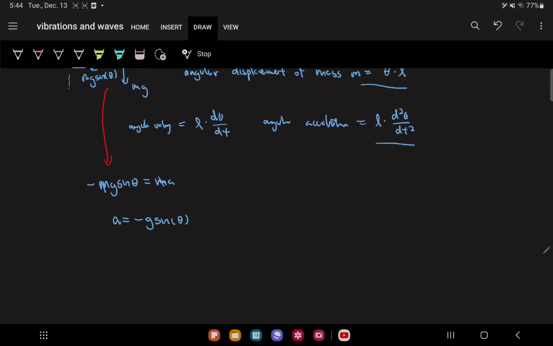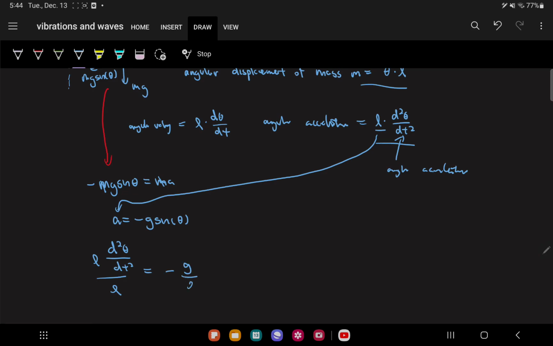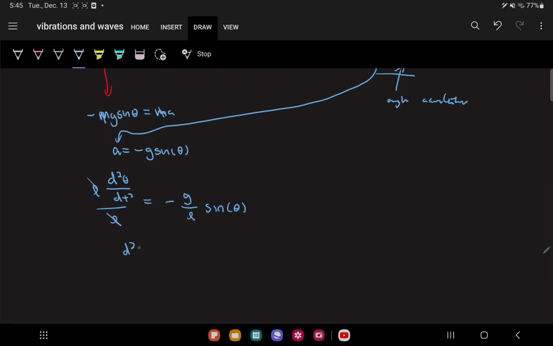If you look at this, essentially this is the angular acceleration, right? So if you want to get that acceleration into our equation, you need to get rid of this length. So this becomes L times the second derivative of theta over dt squared is equal to negative g times sine theta, and the length cancels out. So our differential equation right here is going to be the second derivative of theta with respect to t is equal to negative g over the length times sine theta. This is going to be our differential equation.